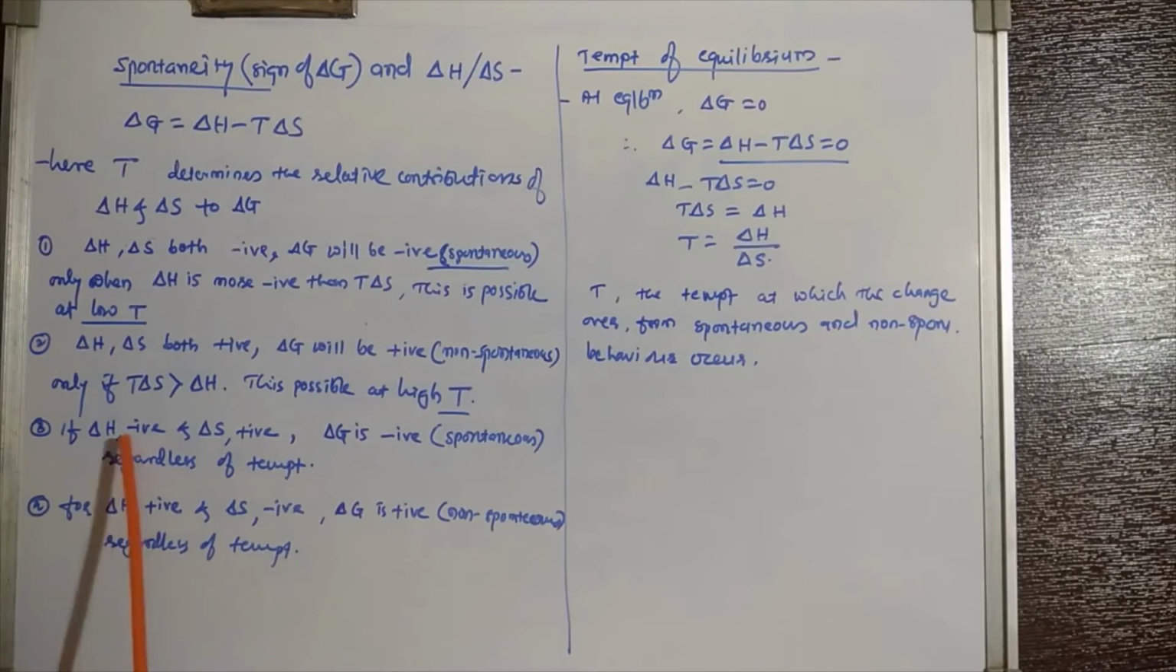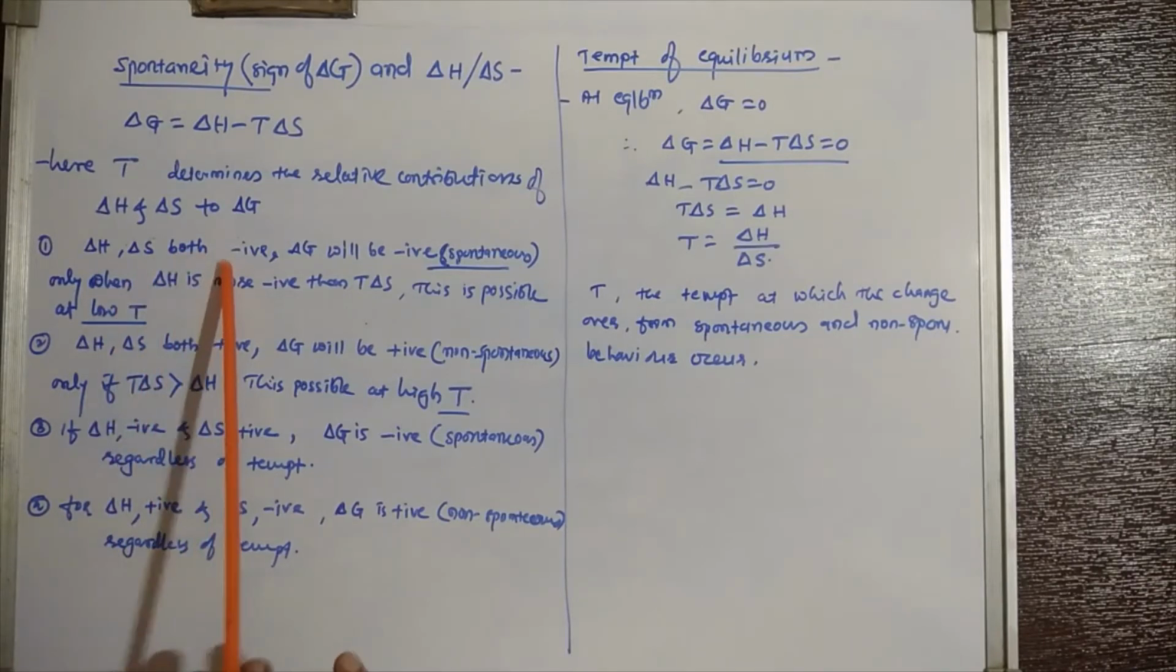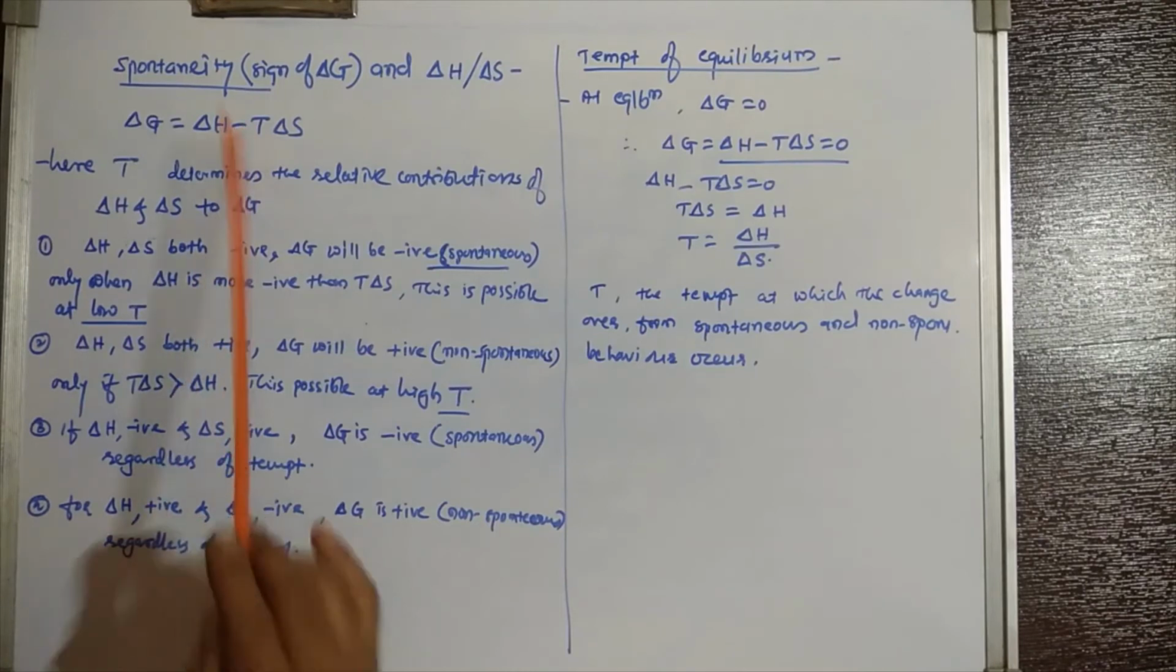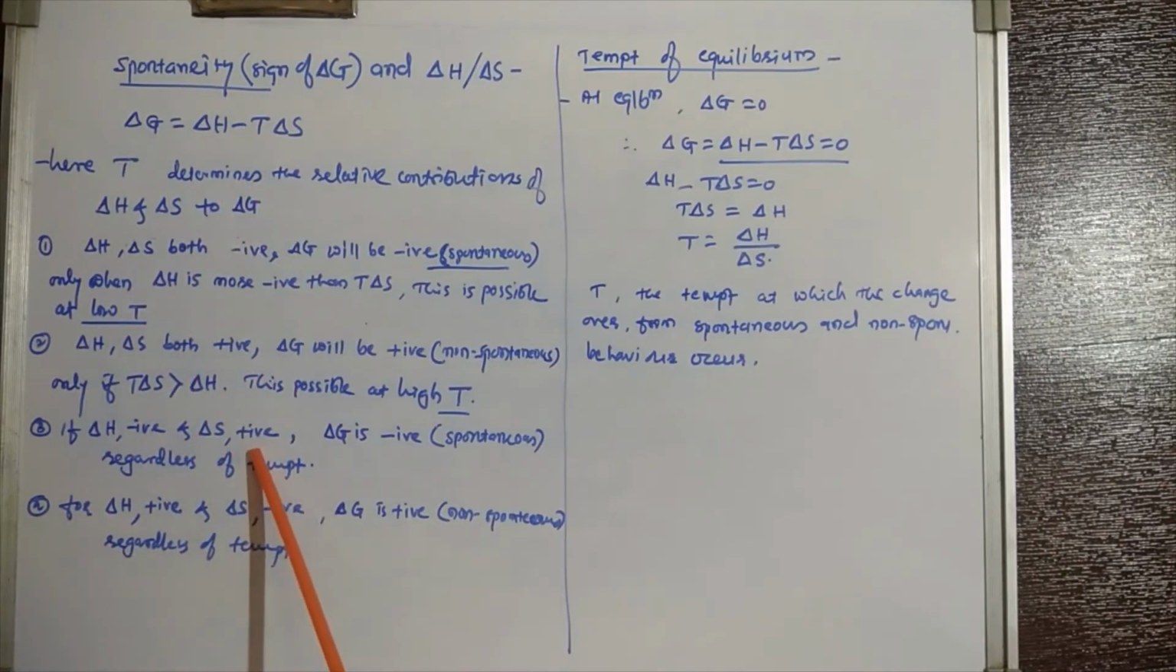Now in the other two cases, one is negative and the other is positive. In the first case both were negative, in the second case both were positive. If delta H is negative and delta S is positive, then ultimately delta G is negative regardless of the temperature. See here, delta H is negative, and delta S is positive, but because of the negative sign, the term T delta S ultimately becomes negative. That's why delta G becomes negative, and the process will be spontaneous regardless of the temperature. For all temperatures, the process will be spontaneous.